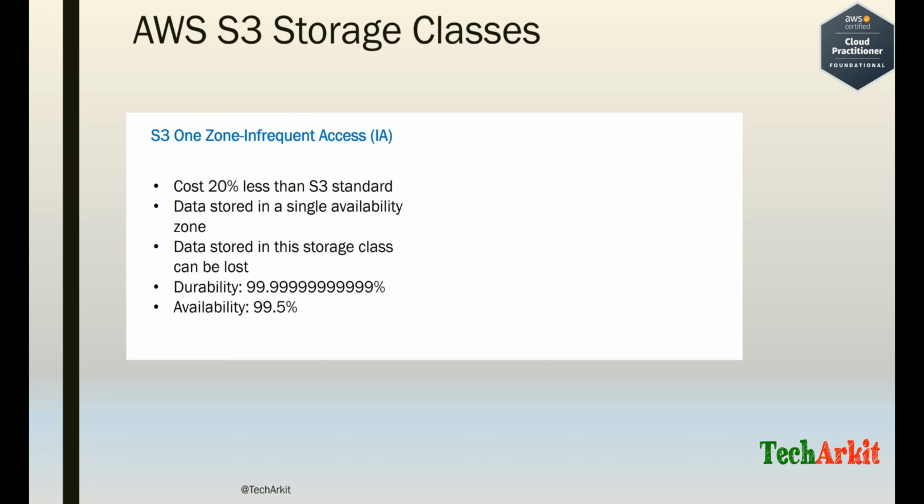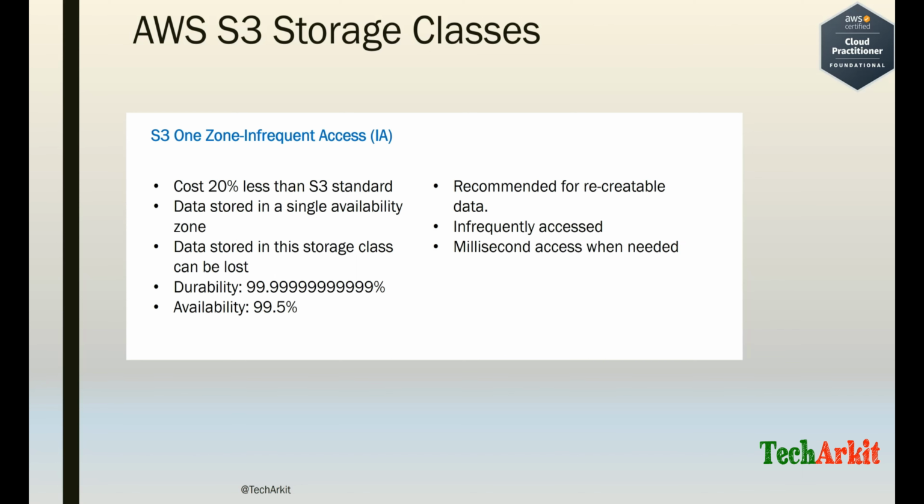Again, the durability is 99.999999999% and availability is 99.5%. You can observe that there might be a loss of data while storing here, because if the availability zone is gone, then your data is gone. It is recommended for recreatable data, so logs can be recreated. If you do not have the old, infrequently accessed logs, you don't have any problem, right? So that type of data you can store here. Again, millisecond access is available when you need it.